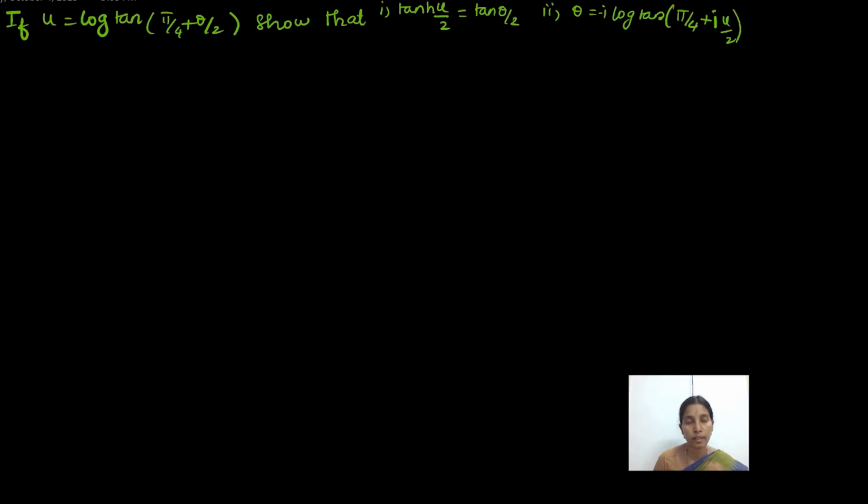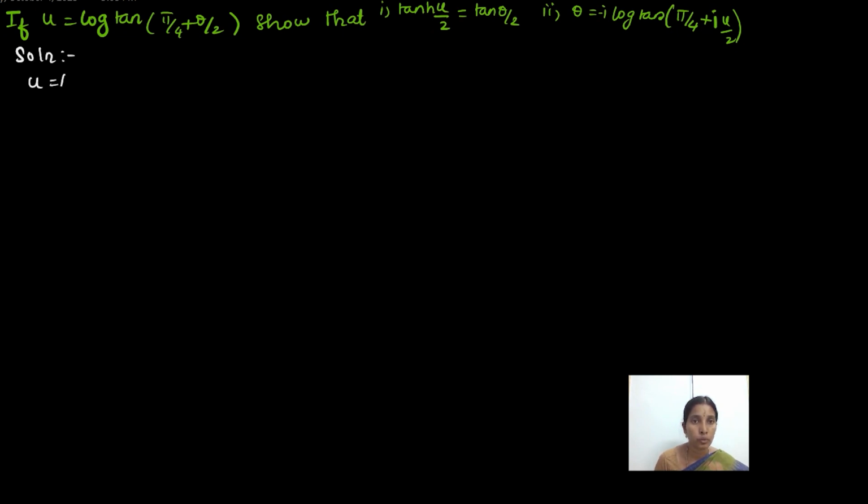Next, we see another problem for hyperbolic functions. If u = log tan(π/4 + θ/2), show, first subdivision, tanh(u/2) = tan(θ/2). And then the second one is θ = −i log tan(π/4 + iu/2). First, we see the solution for the first subdivision.